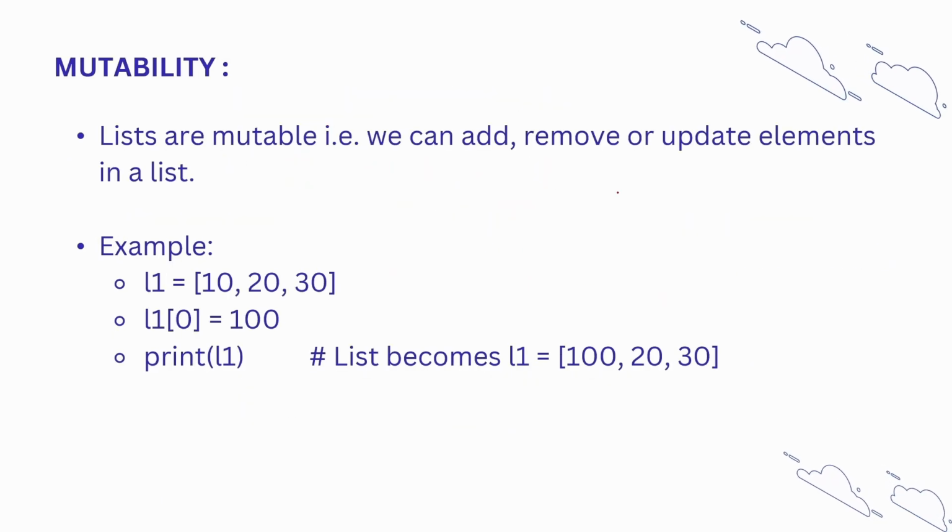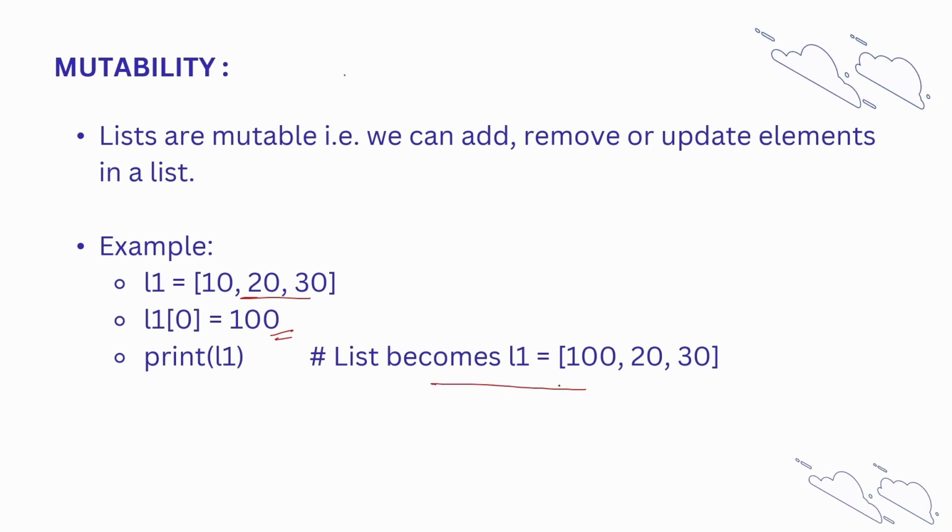Next is mutability. So we had seen that strings were immutable in nature, but lists are mutable in nature. Okay, so we can add, remove, and update elements in a list. So for example, if we have a list L1 10, 20, 30, and if we change the 0th element to 100, the list becomes 100, 20, 30. Okay, lists are mutable in nature.